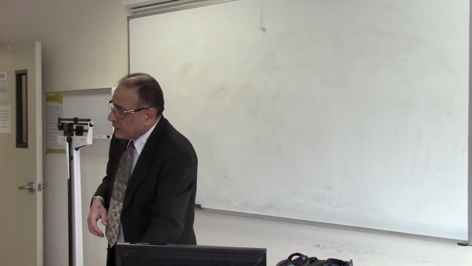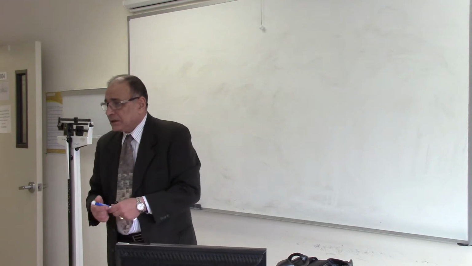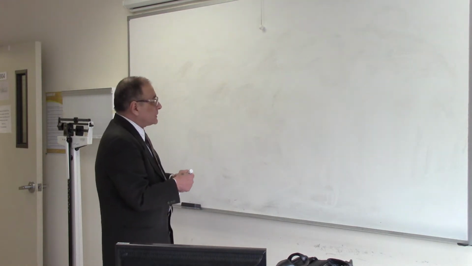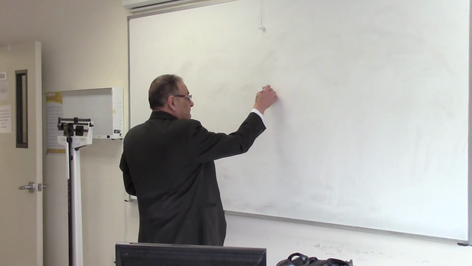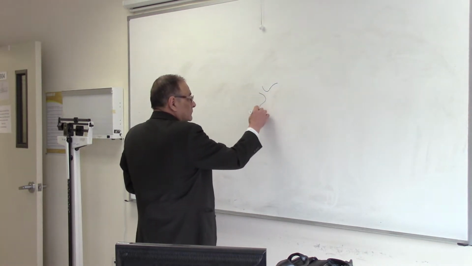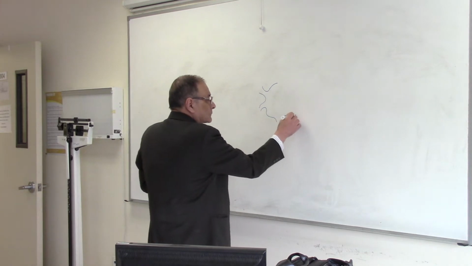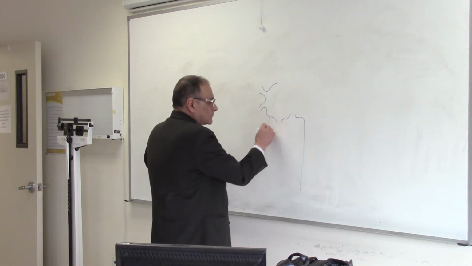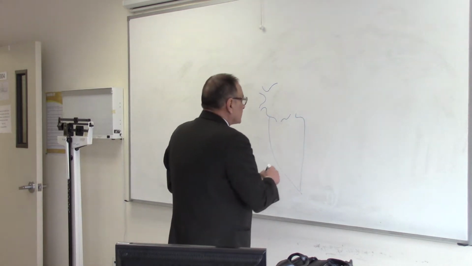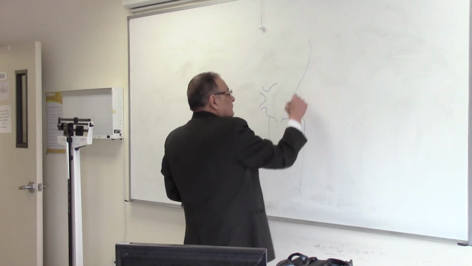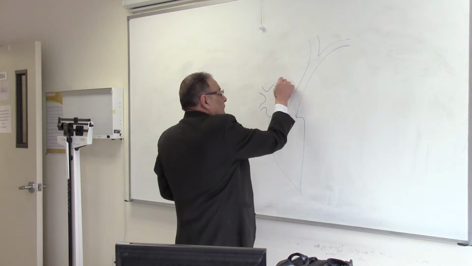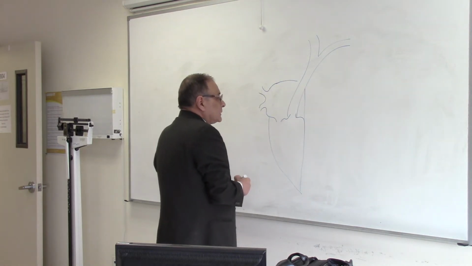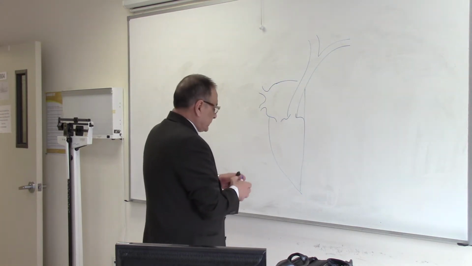Again, the circulation of the heart. Let me make a quick review for the circulation. Systemic circulation. Here is the systemic circulation. This is a diagram for the heart.